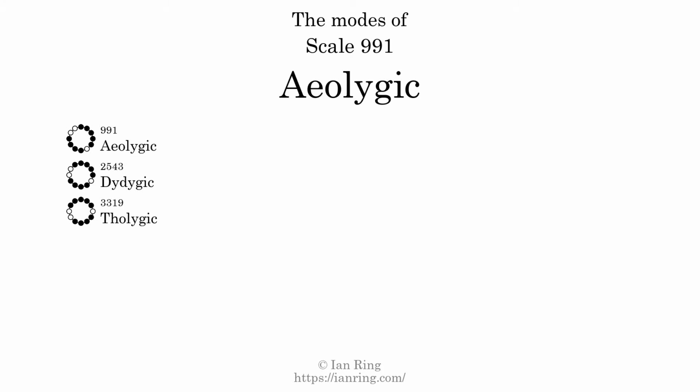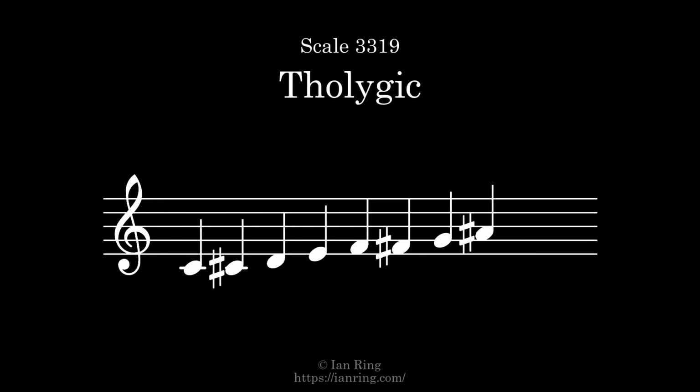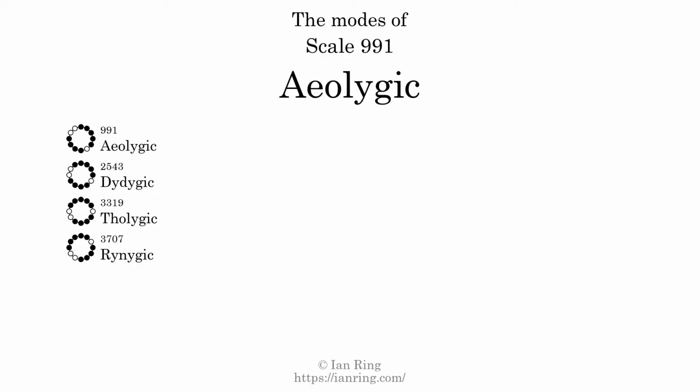The third mode is scale 3319, also known as Aeolygic. It sounds like this. The fourth mode is scale 3707, also known as Aeolygic. It sounds like this.